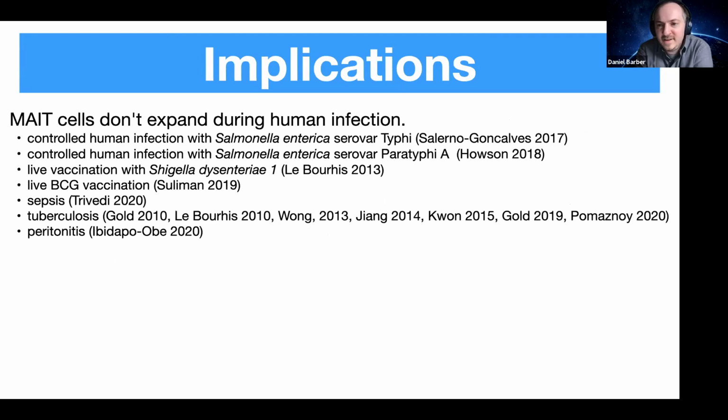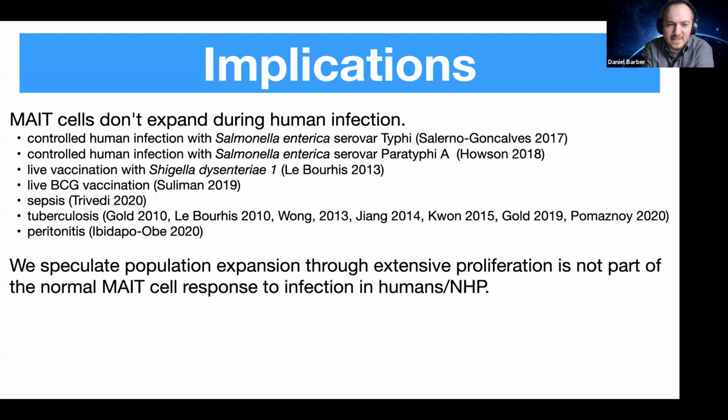So I have not yet found, and I'd love it if someone in the audience could tell me, an example where infection leads to a huge bloom of MAITs, like on par with what you'd see in a mouse, or what you'd even see for conventional antigen-specific T cells undergoing clonal expansion. In these controlled human infections with Salmonella, or live vaccination with Shigella, all of these MAIT cells, if anything, go down. They don't really increase at all.